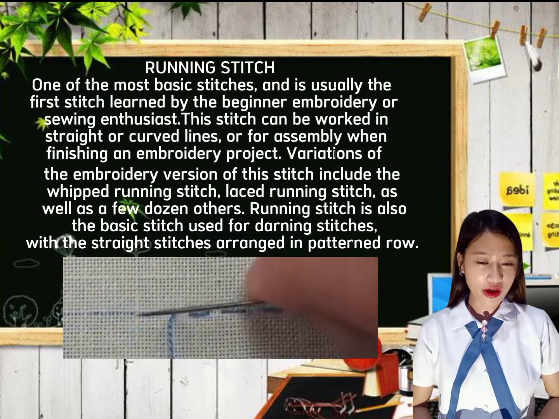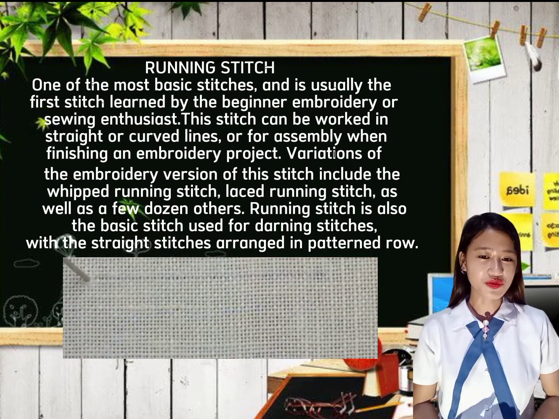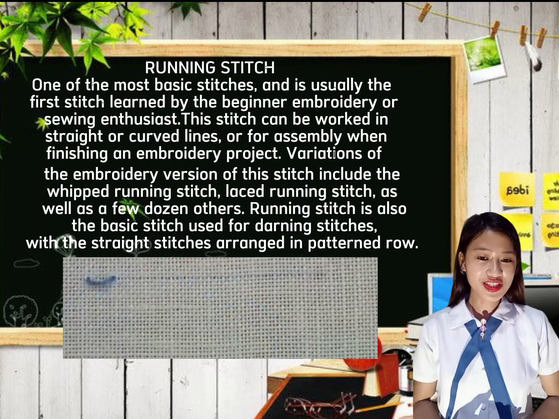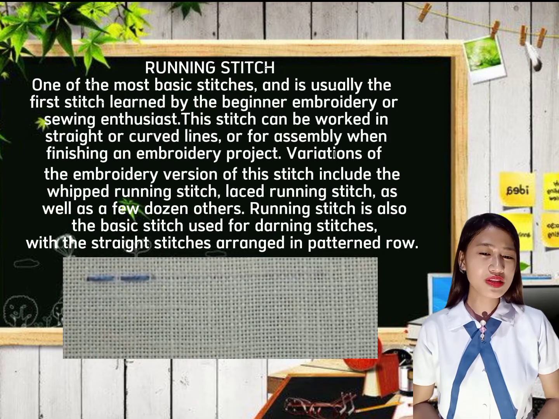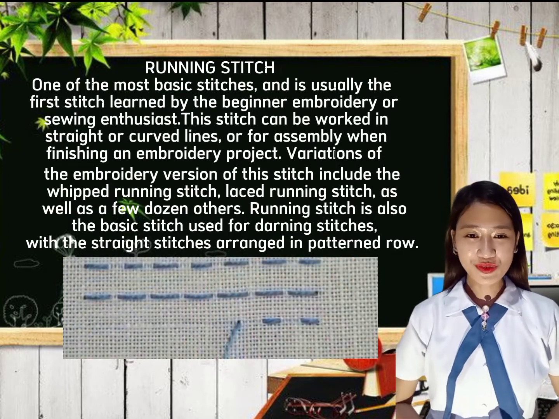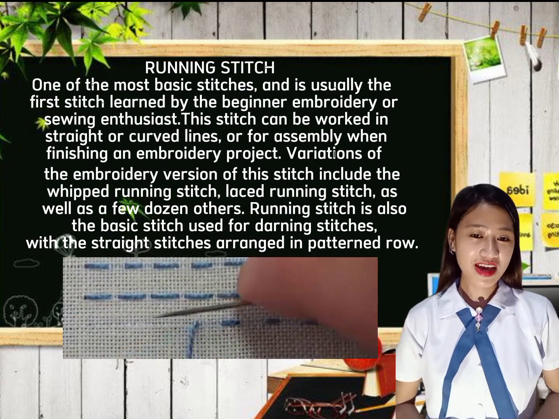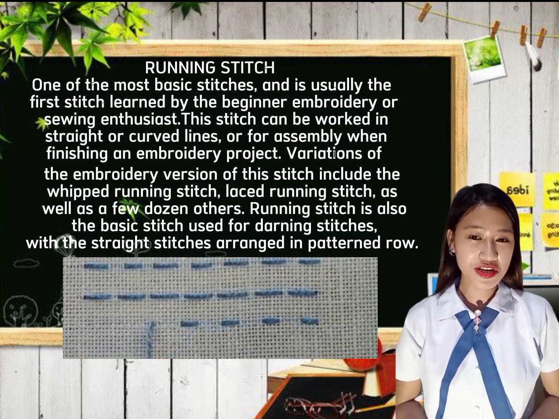Variations of the embroidery version of this stitch include the whip running stitch, laced running stitch, as well as a few dozen others. Running stitch is also the basic stitch used for darning stitches with the straight stitches arranged in patterned rows. Mostly used in embroidering various articles like pillow covers, dresses, scarves, blankets, purses, lampshades, curtains, table mats, and bed covers.